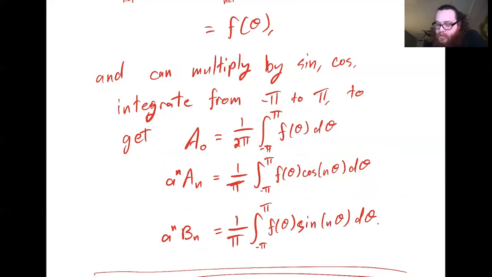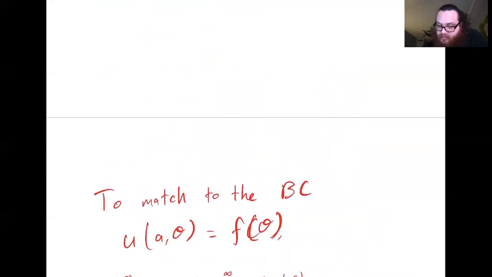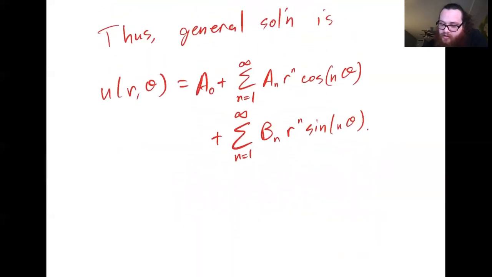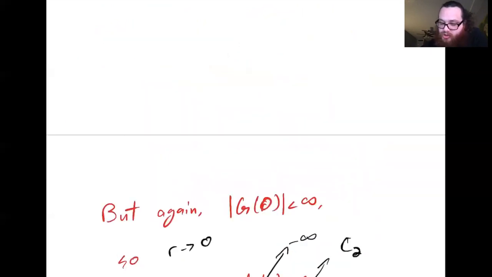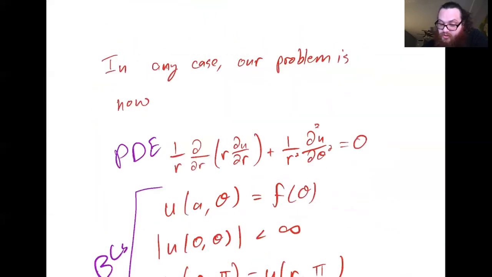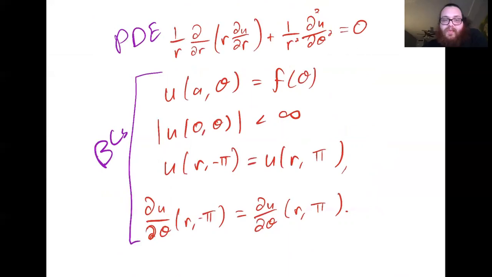But the point is that we know how to match these coefficients to the given boundary condition. And so that means we can figure out what a sub 0, a sub n, and b sub n are, which means we can figure out what this general series solution is, which means we have a construction for solutions to this PDE. And that was the whole point of this lecture.